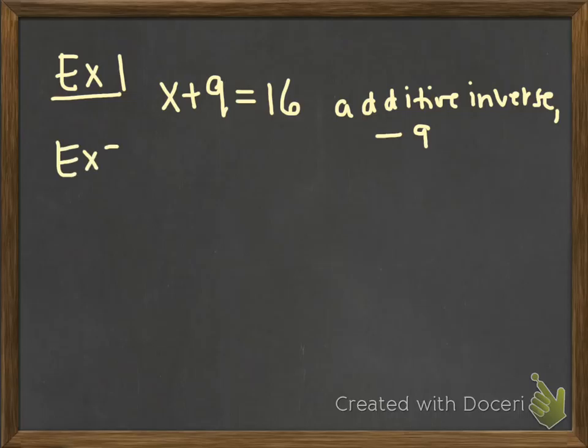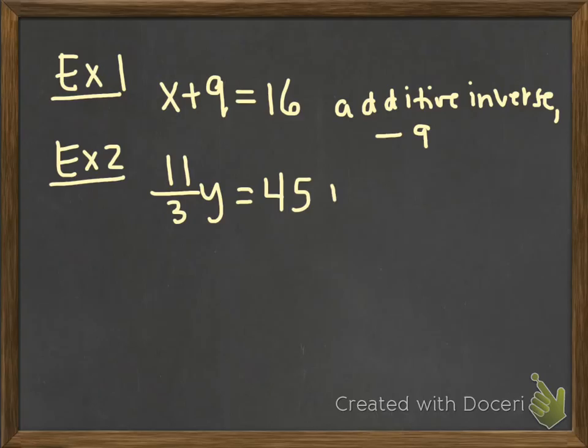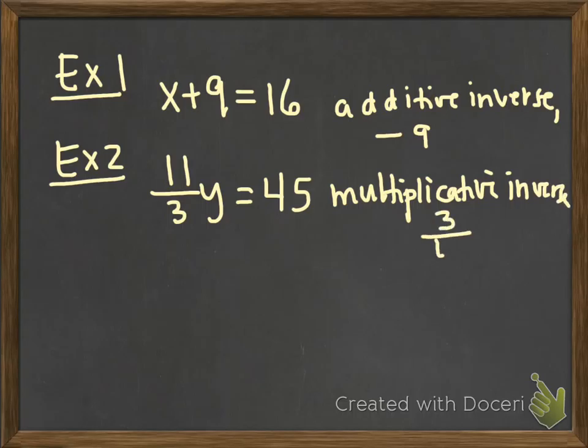On example 2, 11/3 y equals 45. Between the additive inverse and the multiplicative inverse, this would be the multiplicative inverse because it's 11/3 times y. And the inverse of 11/3 is 3/11. So you have to put both these answers down.